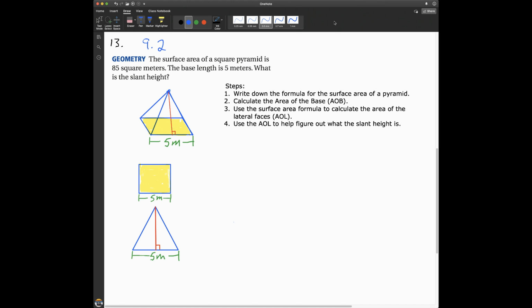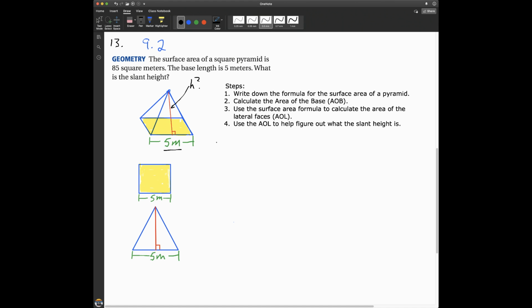It says the surface area of a square pyramid is 85 square meters. The base length is 5 meters. What is the slant height? So you can see that I've drawn a square pyramid with the base length of 5 meters. And we need to figure out, what is this slant height? I wrote down some steps that I'm going to use to solve this problem.